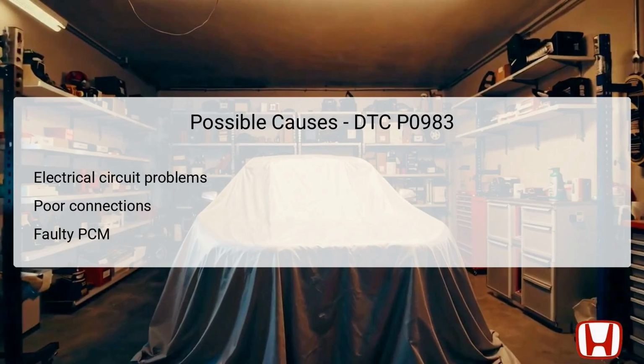The powertrain control module, PCM, may also be at fault, particularly if it is outdated in terms of software or has developed internal failures. It's important to examine these areas methodically, as resolving connections or replacing defective components can often rectify the situation. Ensuring continuity in wiring and verifying the PCM functionality is essential in this troubleshooting process.